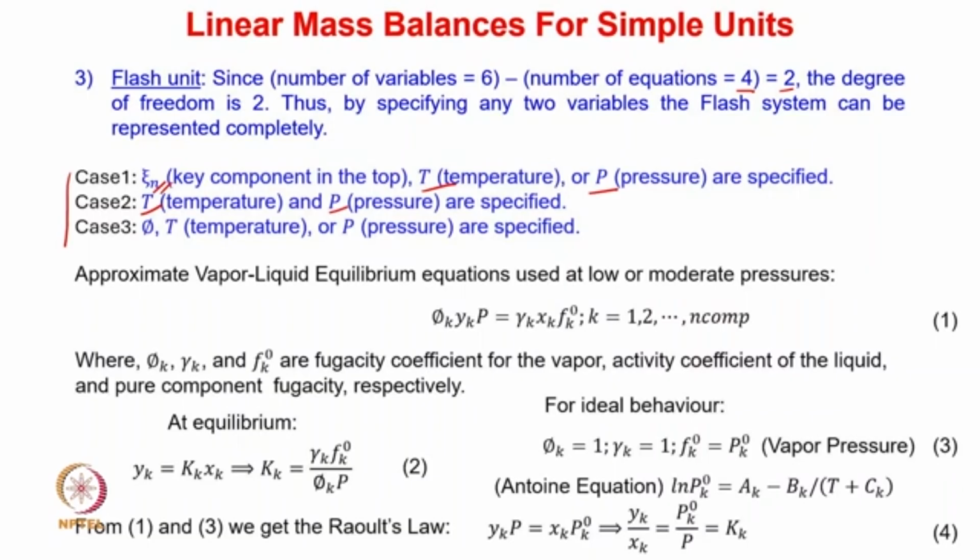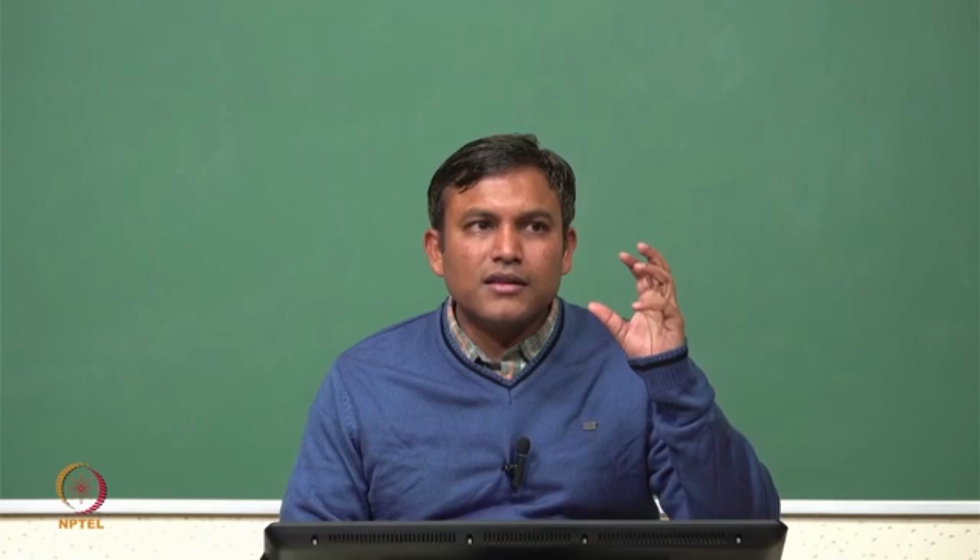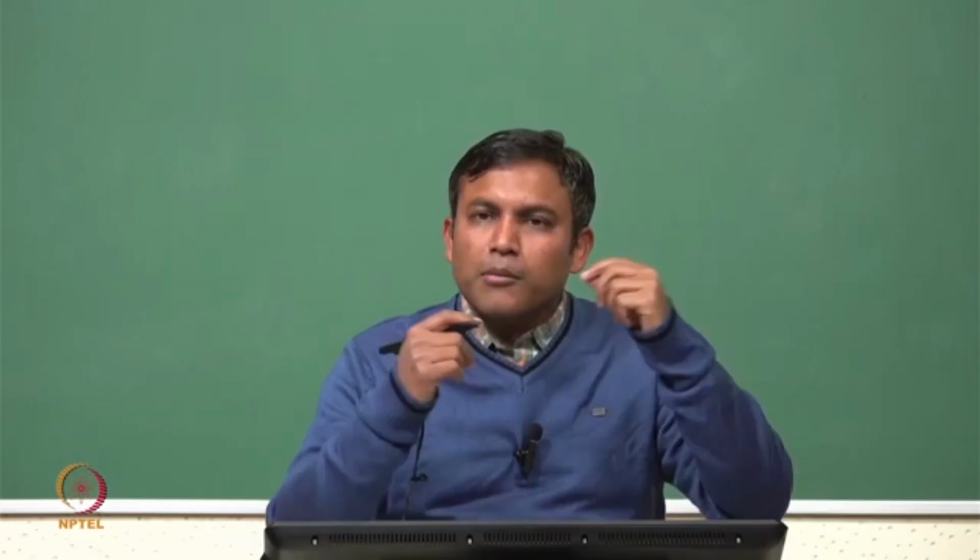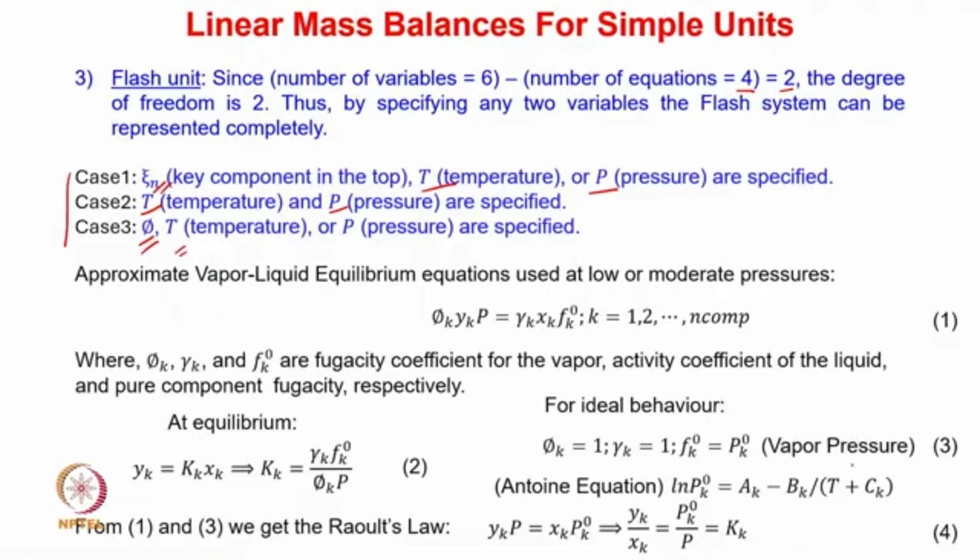So with that also we can calculate, we can get the unique solution. The third case is phi is specified, and out of t and p one of these is specified. So these are the 3 cases which are used in order to reconcile the assumed values of split fractions with the equilibrium relations present with respect to the flash unit. So those back calculations we are going to do. So for that different equations are derived here.